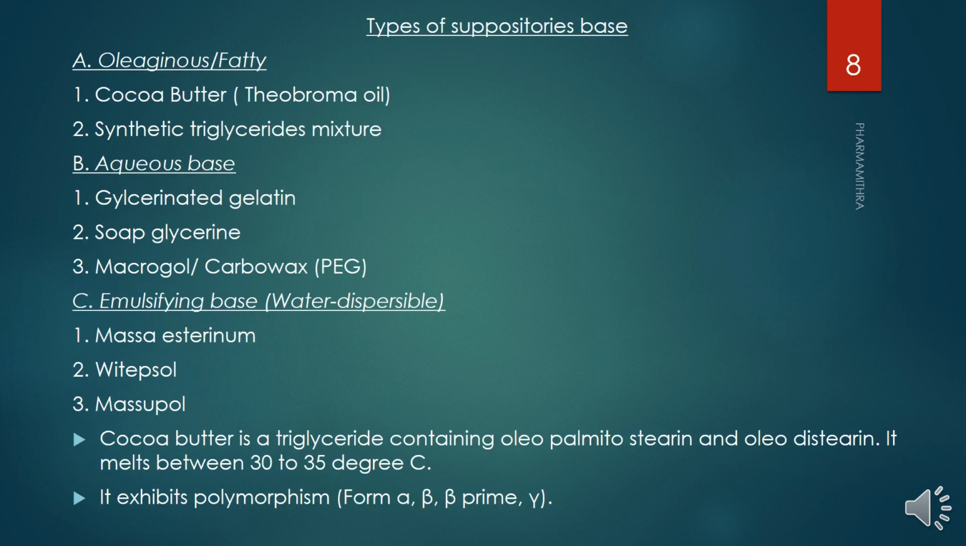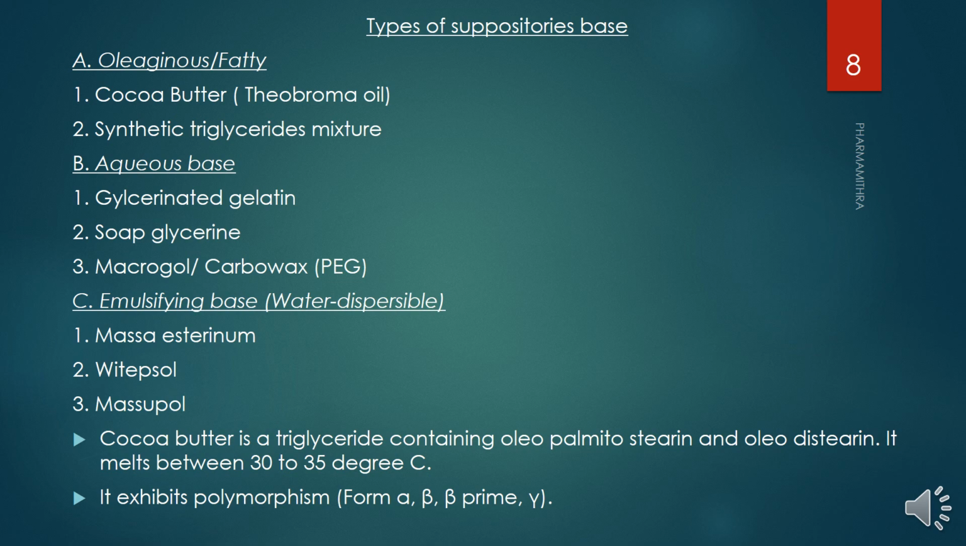Next concept we want to know is what are the types of suppository base available. Based on that, we are classifying into oleaginous or fatty bases, aqueous bases and emulsifying bases. Among these, we want to know the examples for each classification and the key importance of cocoa butter.